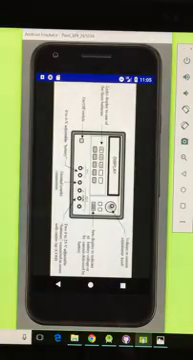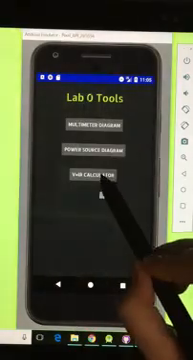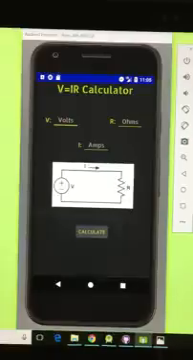We also have a similar power source diagram and our first calculator, which is the V equals IR calculator. Here, the user inputs 2 out of the 3 values, and the third value is calculated.